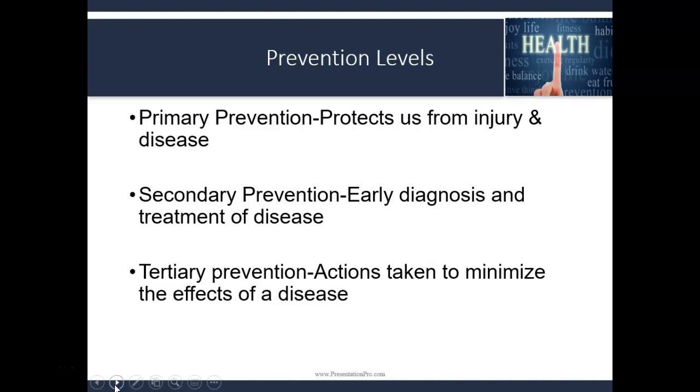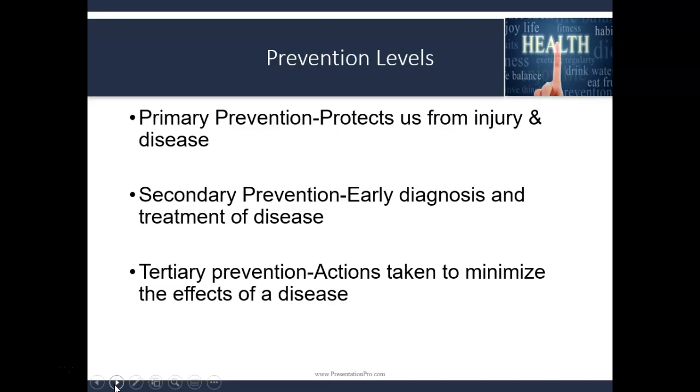So when we think about prevention levels in public health, how do we prevent the spread of disease and illness? We look at it from three different preventions: primary prevention, secondary prevention, and tertiary prevention. Primary prevention protects us from injury and disease. Secondary prevention is early diagnosis and treatment of disease. And tertiary prevention is action taken to minimize the effects of a disease.